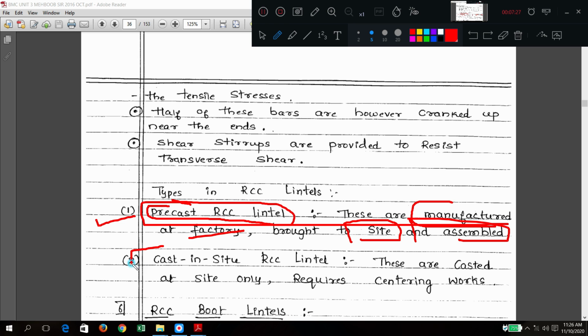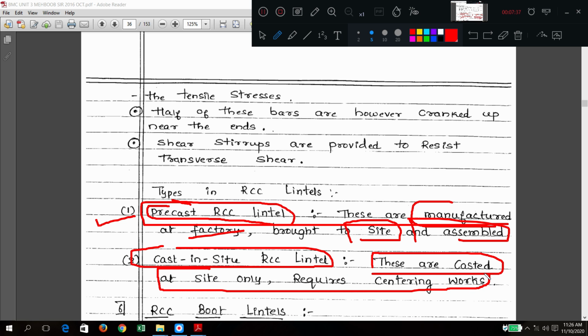Cast in situ means they don't get manufactured in a factory. All the raw materials are there at the site. They use centering works, formwork, everything. They will be cast inside directly.